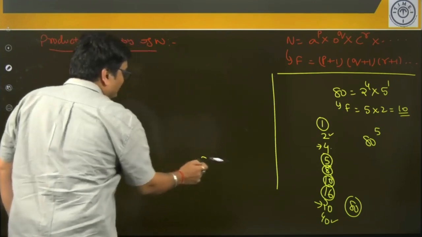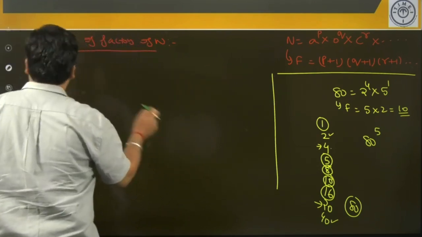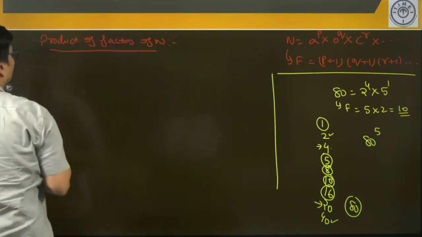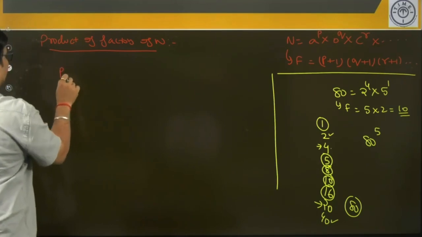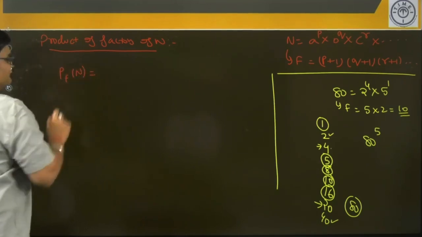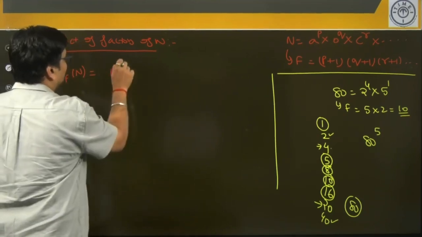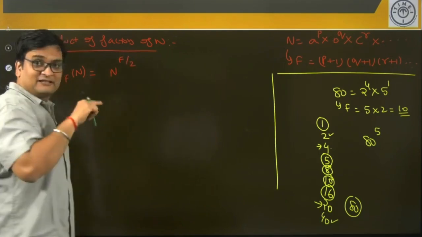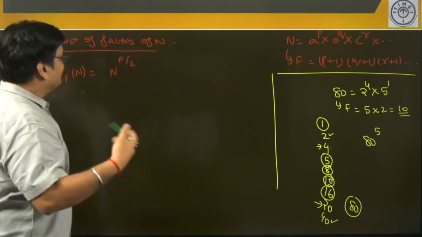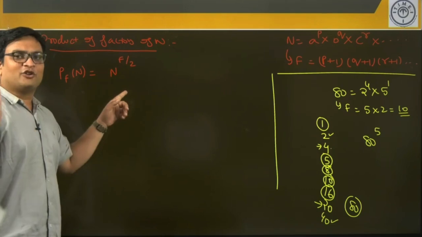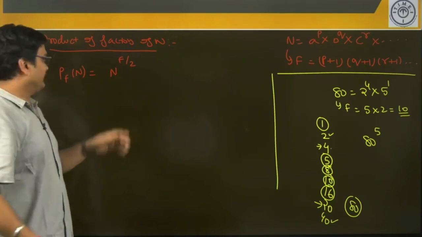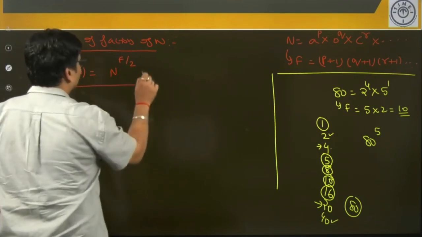Now, can we have a formula for this? The answer is yes, we can definitely have a formula. The product of factors, let's write Pf of n, will be given as the number itself, n to the power f by 2, where f is the number of factors. Even if n is a perfect square or not, this will absolutely work fine. You can take an example of a perfect square also.